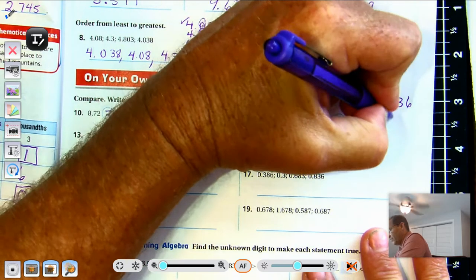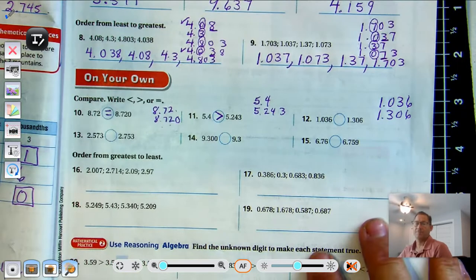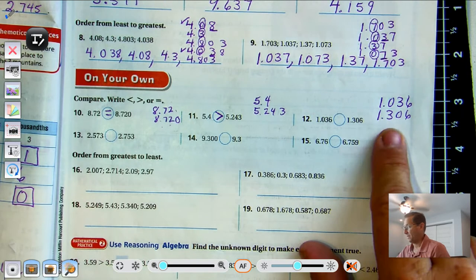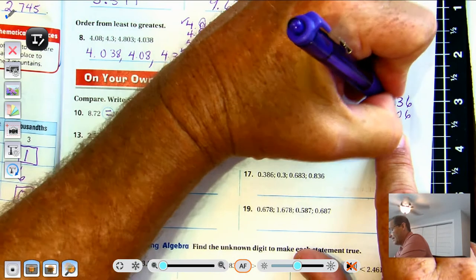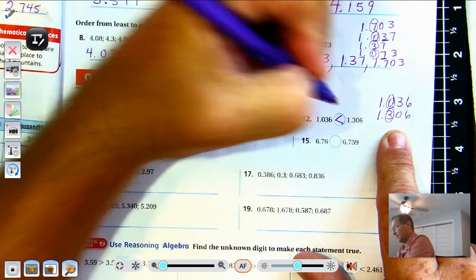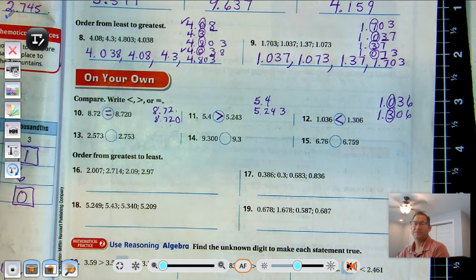1.036, 1.306. The ones are the same, but the 0 is less than the 3 tenths. So 1 and 36 thousandths is less than 1 and 306 thousandths.